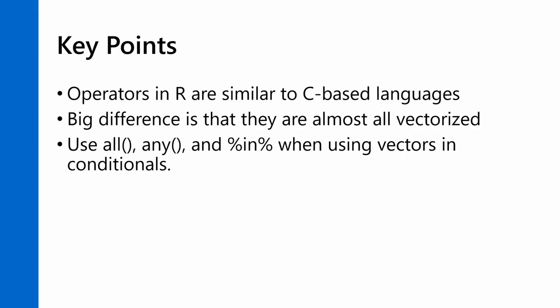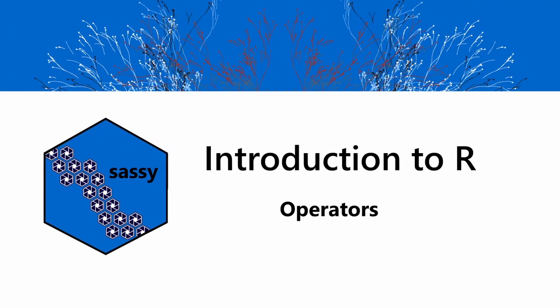The key points from this lesson are that operators in R are similar to other C-based languages. The big difference is that in R, operators are almost all vectorized. To help deal with the vectors and conditionals, we can use the all, any, and in operators. And that concludes the lesson on operators in R.